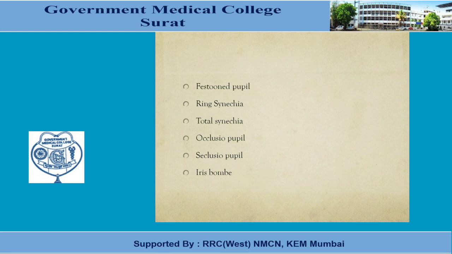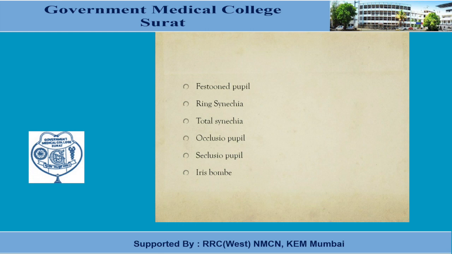Further, if the inflammation increases, what will happen? There can be something called ring synechia. The whole pupillary border gets stuck to the lens. Otherwise, the iris is free. But the pupillary border, we'll call it ring synechia. Total synechia means ring synechia and the total iris is stuck with the lens. So it will be something like this, all parts. Okay?